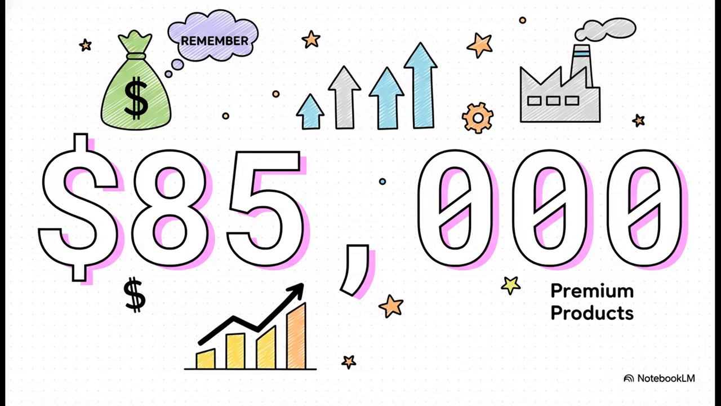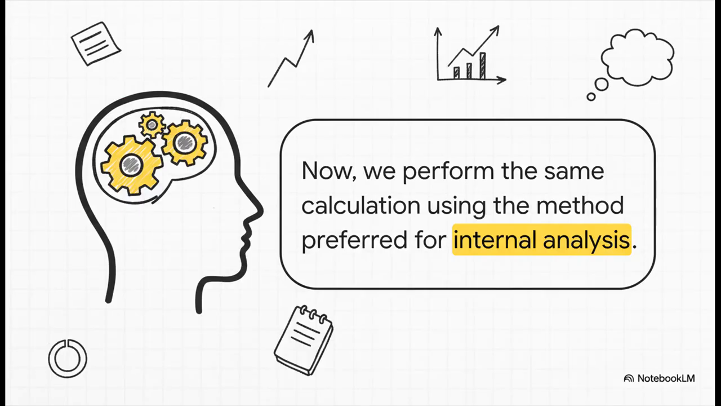Under absorption costing, Premium Products would report a net operating income of $85,000. Please keep that number in mind. Now let's run the exact same numbers, but this time through the lens of variable costing, the method managers often find more useful for internal analysis.